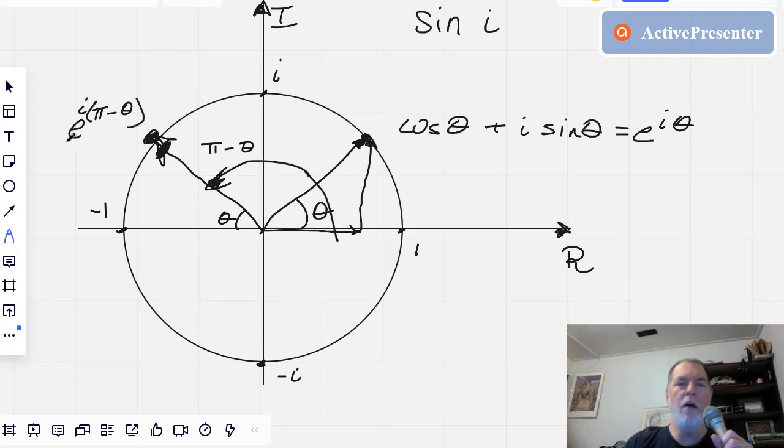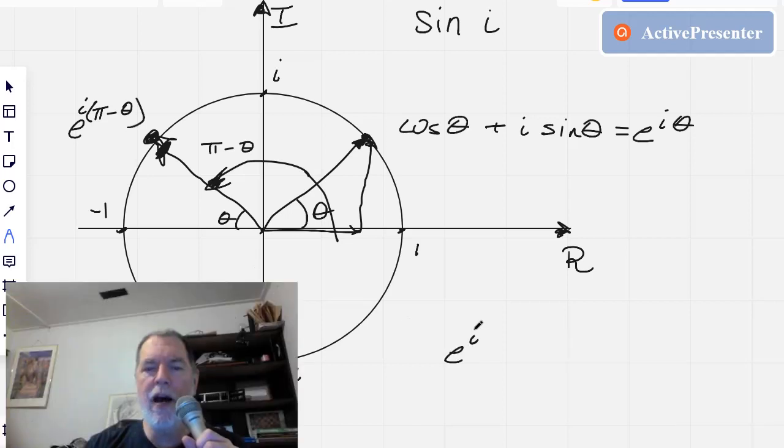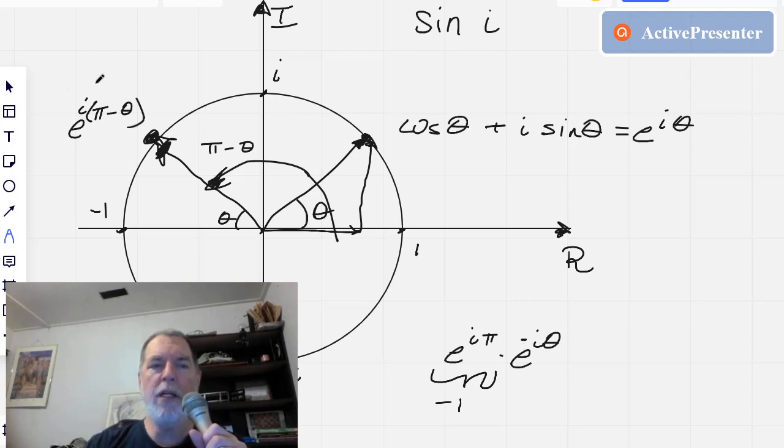Okay. Now, we're going to simplify this, and we'll do the chicken scratches over here. So we can rewrite this as e to the i pi times e to the negative i theta. All right. Now, this is famously -1. So we can rewrite this whole thing much more simply as negative e to the negative i theta.